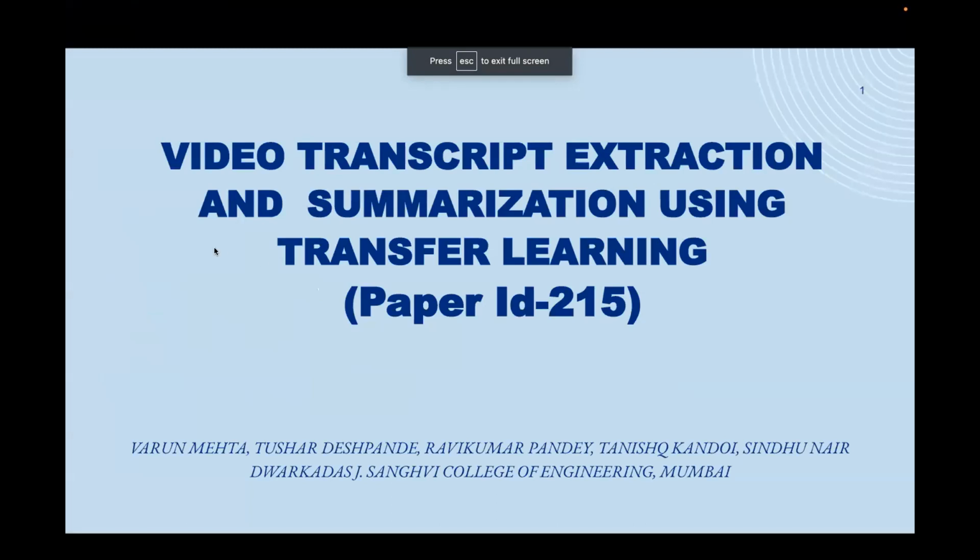Is the slide visible? Yes, it's visible. Good evening, everyone. I, Varun Mehta, along with my co-authors, students of DJ Sanghvi College of Engineering, Mumbai, are here to present a paper titled Video Transcript Extraction and Summarization Using Transfer Learning.